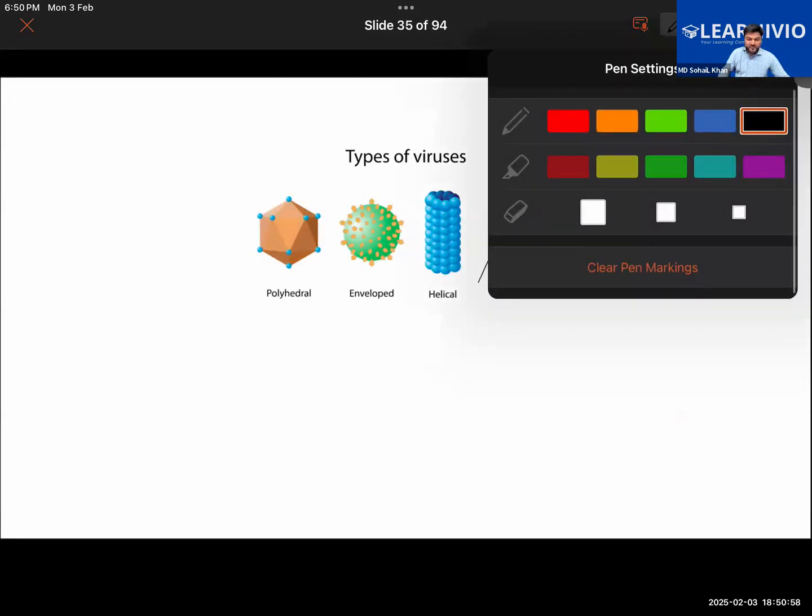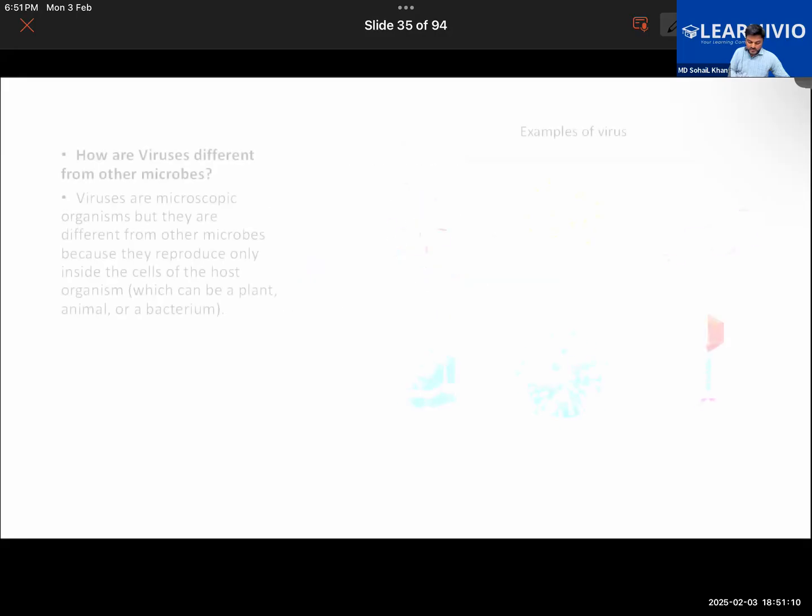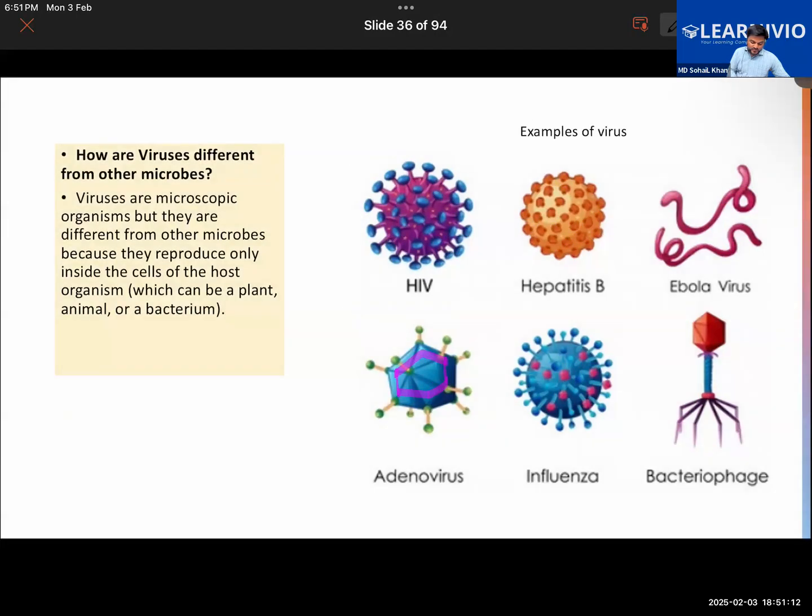Further, we have different types of viruses based on the shape they have. You have polyhedral shaped viruses, enveloped, helical, complex, etc. So these are different shapes of viruses.